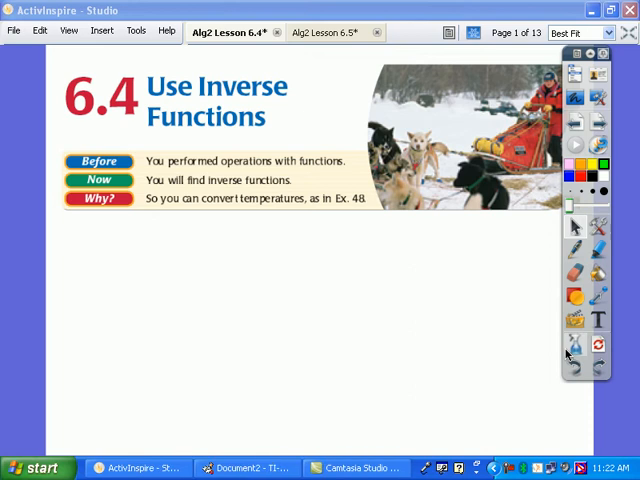This is Mr. Smith here. We are in Algebra 2, Section 6.4, looking at inverse functions.